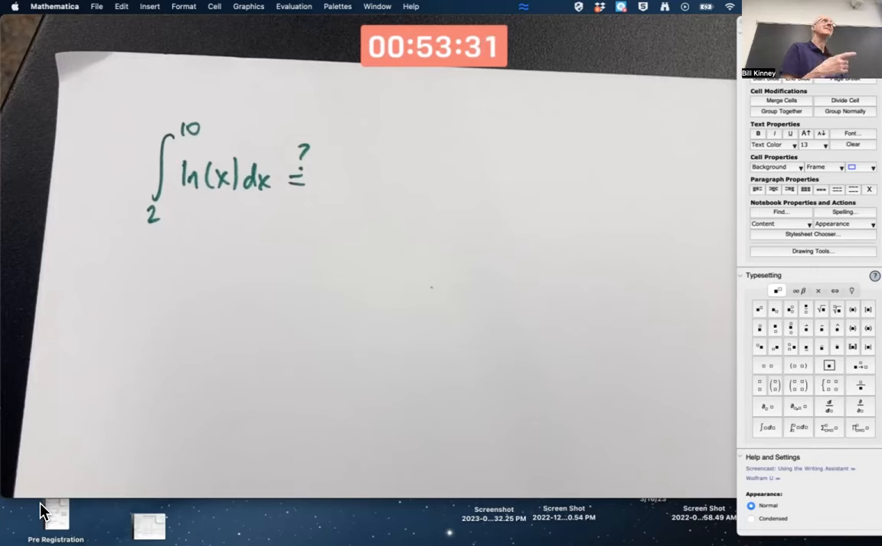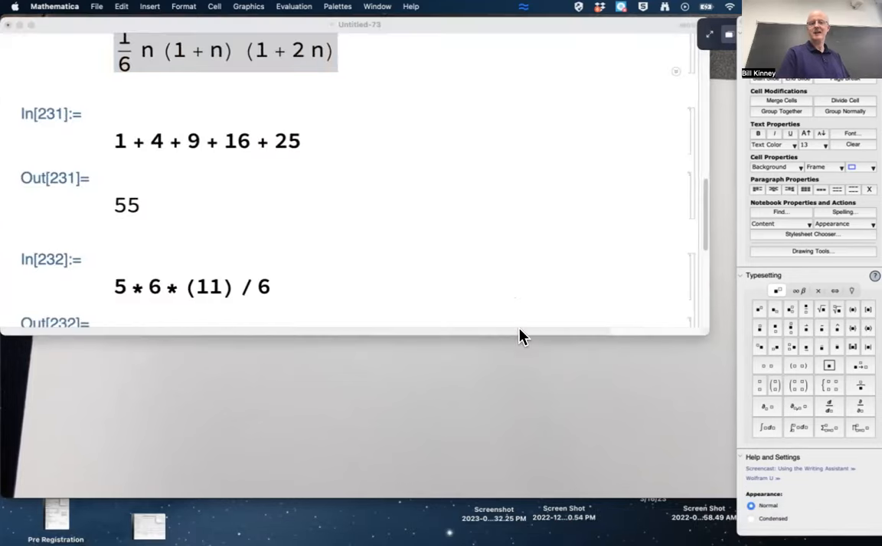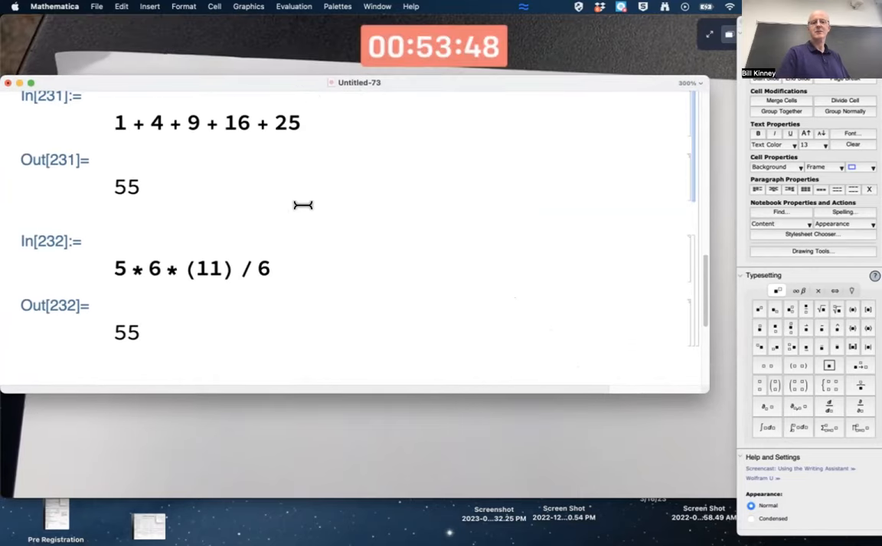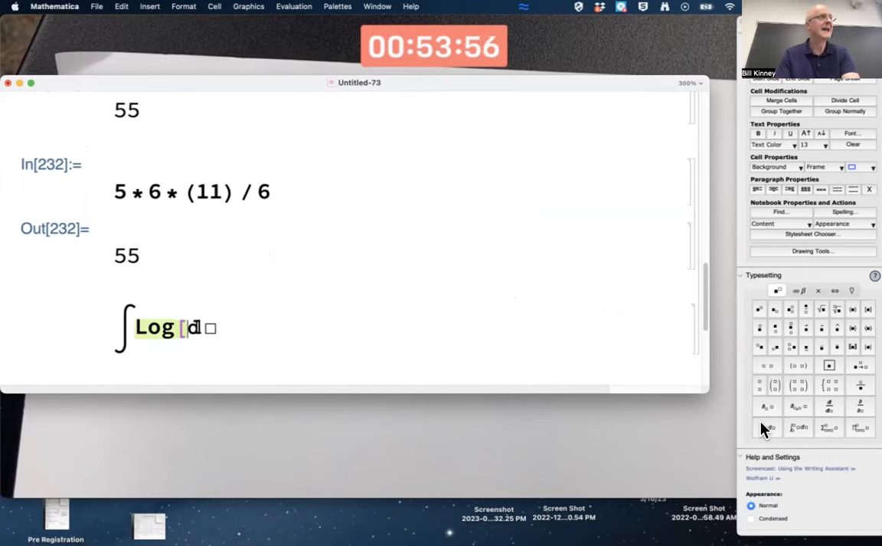The answer, through a bit of guessing, can be found. The answer still involves natural log of x. Well, not quite. Let's see what Mathematica says the answer is. We can do a pure indefinite integral in Mathematica, no limits of integration. Remember, in Mathematica, log is actually ln.